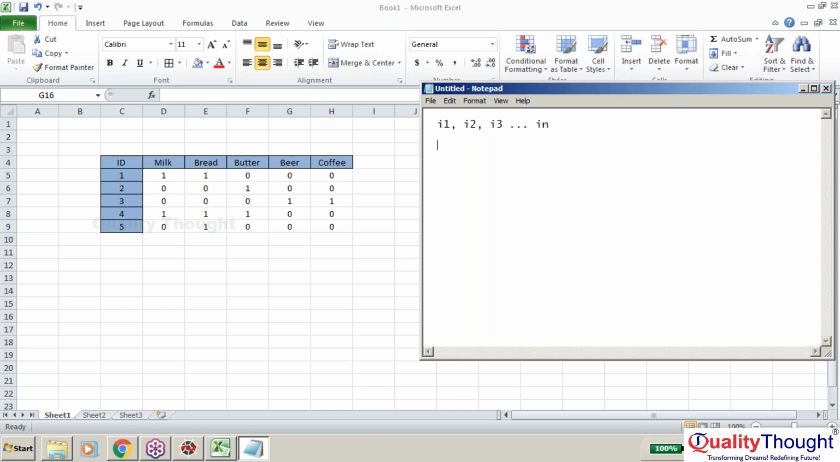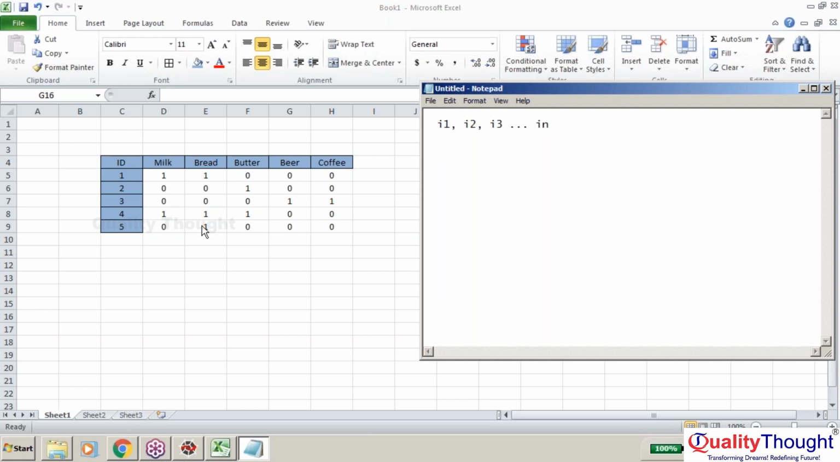By looking at the given transactional data, we understood that the first transaction, made by one customer, bought milk and bread. The second transaction, by another customer, purchased butter. The next customer purchased beer and coffee. The next customer purchased milk, bread and butter. And the fifth customer purchased bread. Now we can clearly understand that whoever purchases milk tends towards buying bread together.